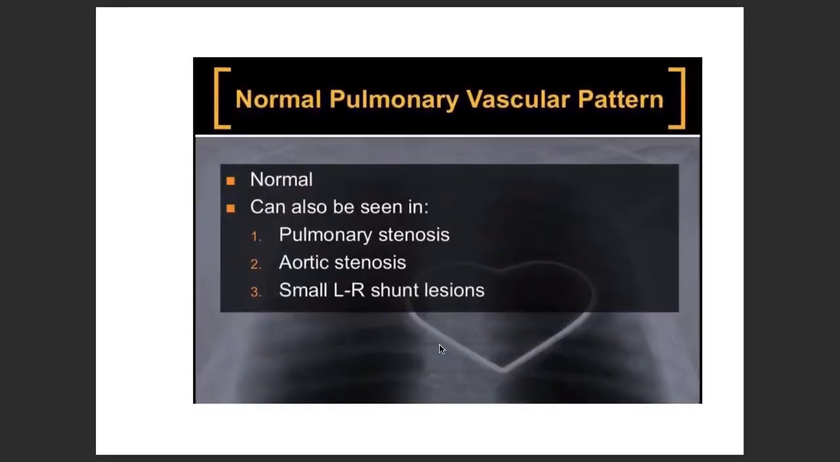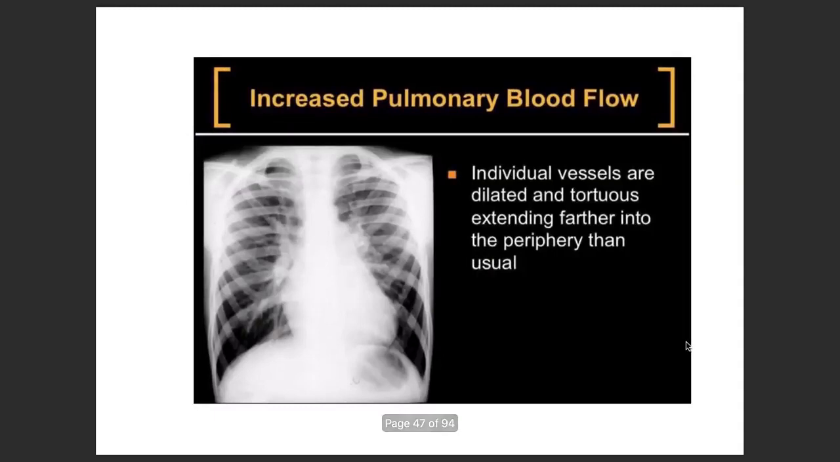As I had already said, the lung vessels can be seen normally in pulmonary stenosis, aortic stenosis, and even left to right shunts as well. That is why being able to identify the pulmonary vasculature is very important. Only when you know what is normal will one be able to tell, okay, this is good, this is not good, right?